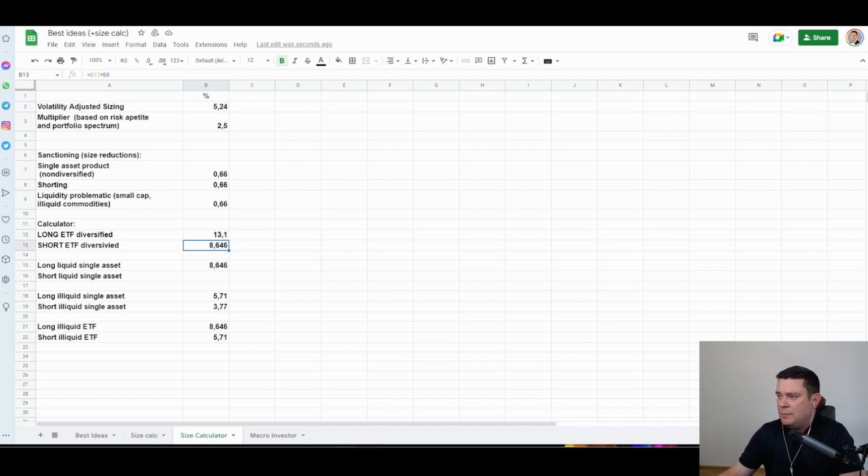Now let's look at something different. Let's look at, for example, Plug. It's a single stock that we want to short, and the recommended size is 1.14%. Oh, so it's a comma here.